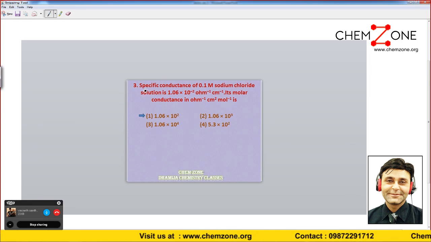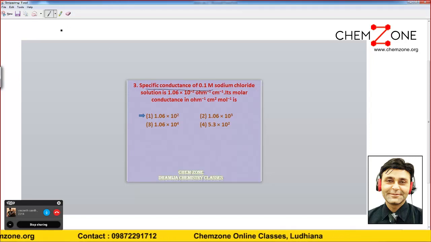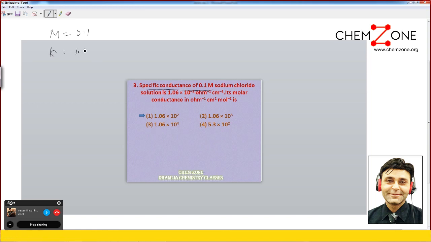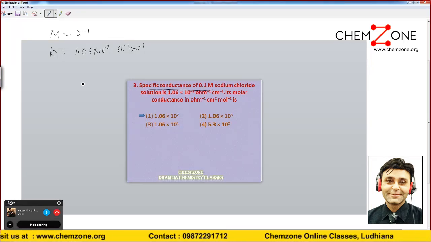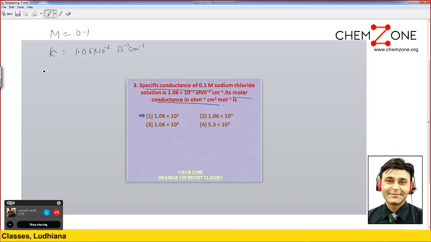See here, specific conductance of 0.1 molar means molarity is given to you, 0.1 molar. Kappa is given to you. Specific conductance is 1.06 times 10 to the power minus 2 ohm inverse centimeter inverse. Right? And its molar conductivity, molar conductance, lambda m, is to be determined.